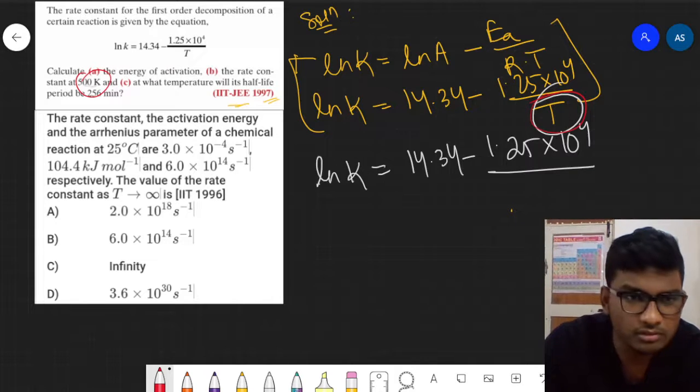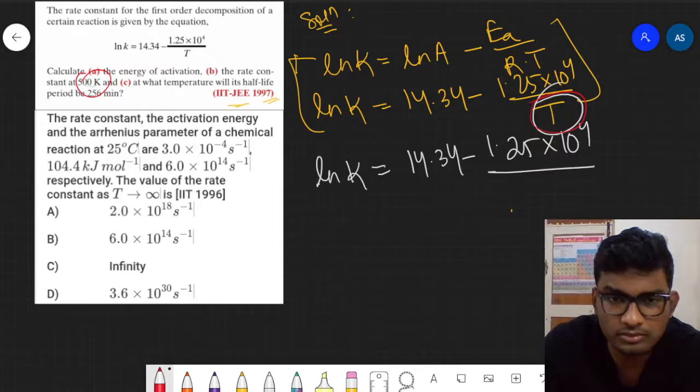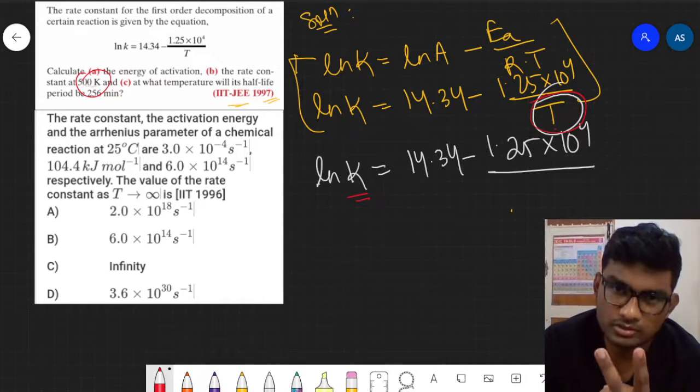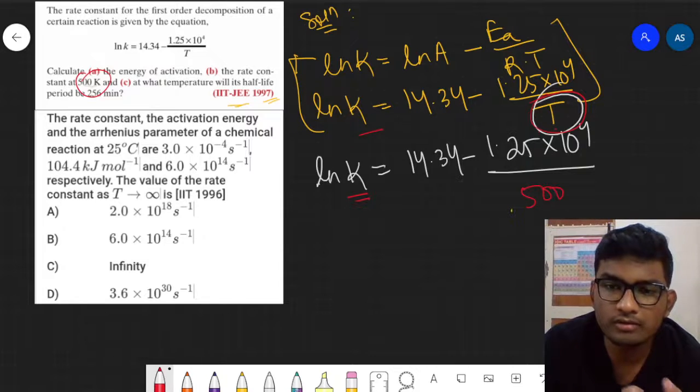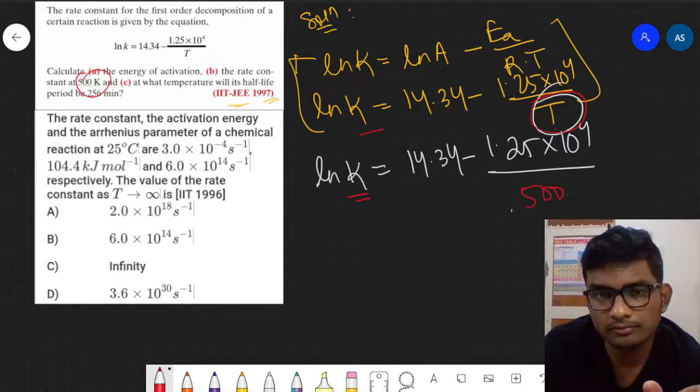They have kept only this unknown, k. They have asked for k, and there were two unknowns; they have asked one, they have given one. You just have to put it. Just put 500. That's it. Do the calculation. I'm not going to do the calculation.